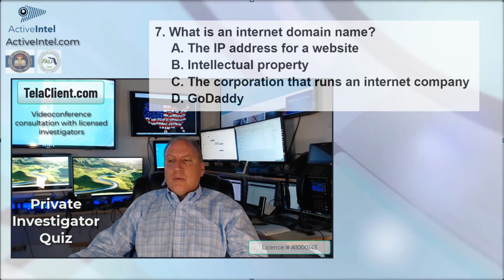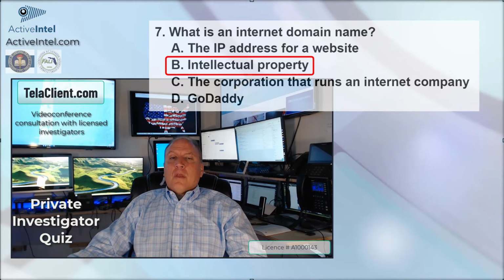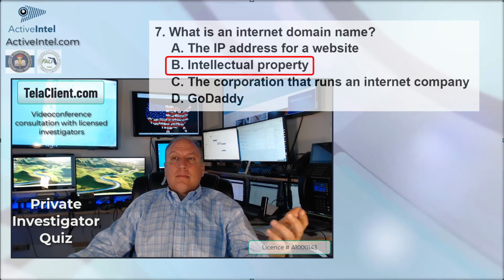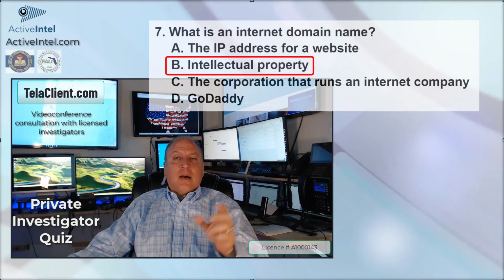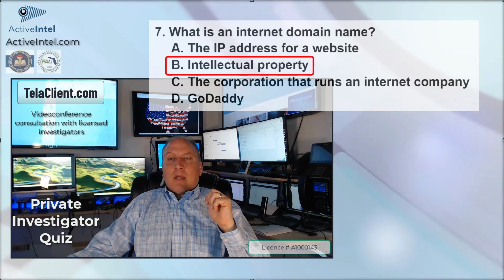3, 2, 1. Answer, it is B, intellectual property. An internet domain name is a website address: xyz.com, our website activeintel.com, google.com. That's the domain name. Anything .com, .net. Some now have country endings: .co, .io, .tv. Any internet domain name.